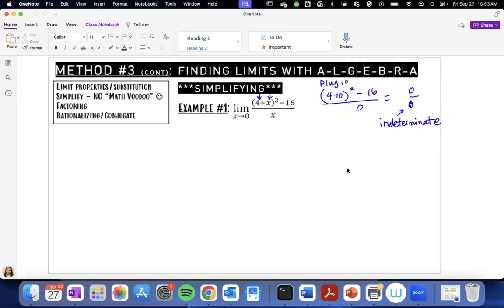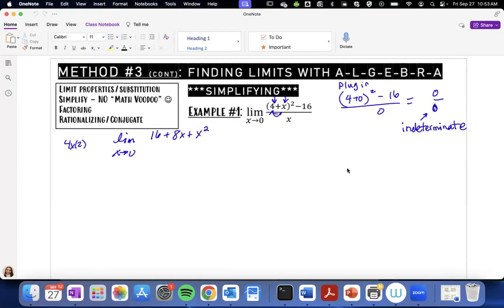Yeah. So we're going to say this is the limit as x approaches 0 of 16 plus, what's my middle term? 4x doubled is 8x. Yeah. And then you square the last, plus x squared, right? It's 4 plus x times 4 plus x. You could also FOIL. That's just a shortcut. And minus 16, all over x. The goal is to cancel that x somehow, because that's what the problem is. Still, when I plug in 0, it's still going to be divided by 0. So I have to keep going.